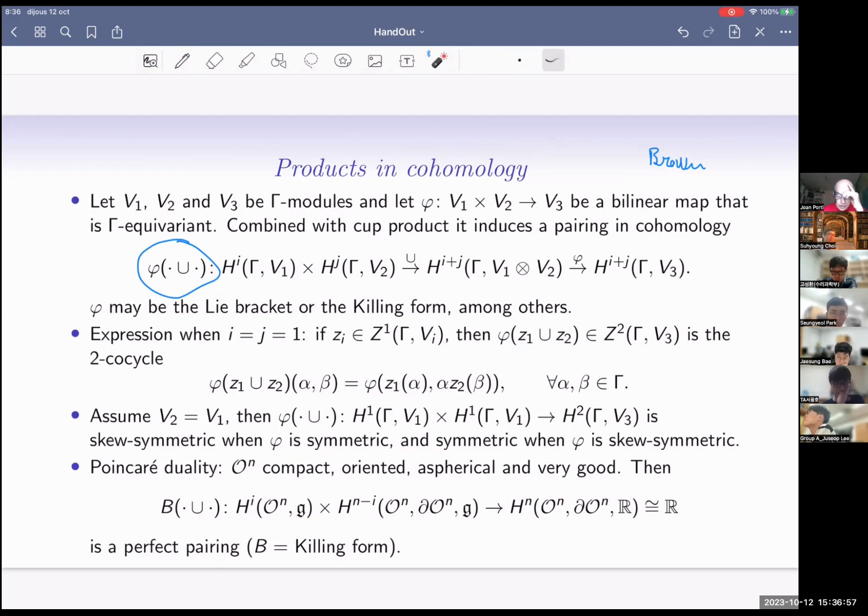Something we'll use is that this phi may be symmetric or skew symmetric. Well, the cup product is the converse. If this is symmetric, this is skew symmetric, and the converse. Okay.